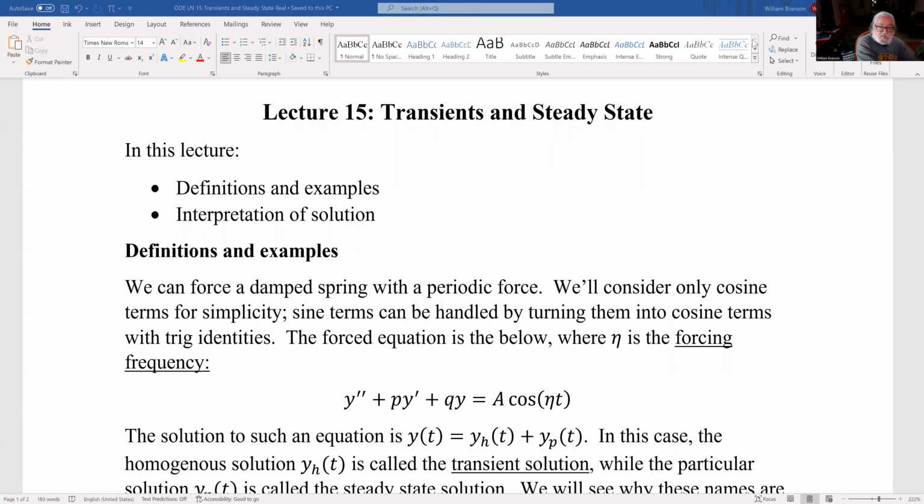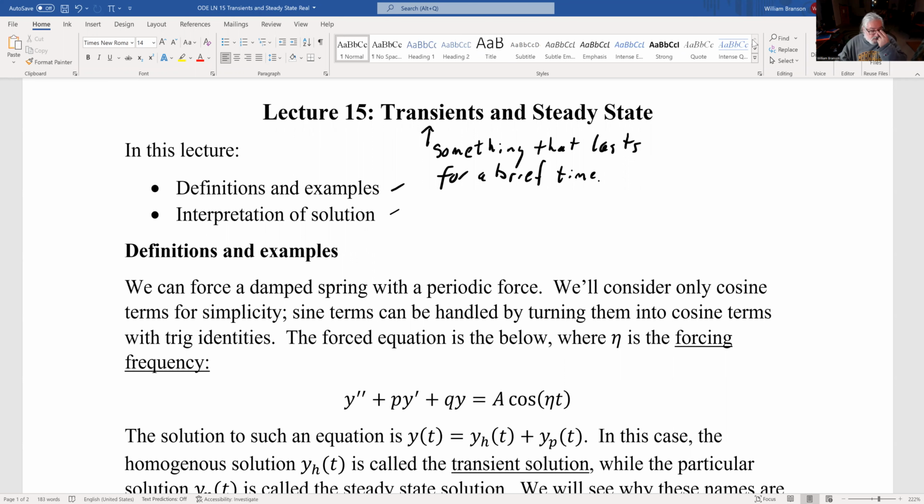Okay, so transients and steady states. And so we'll define what these are. A transient is something that lasts for a very brief time. So that's what a transient is. We'll define it and do some examples, and we'll talk about the solution a little bit.